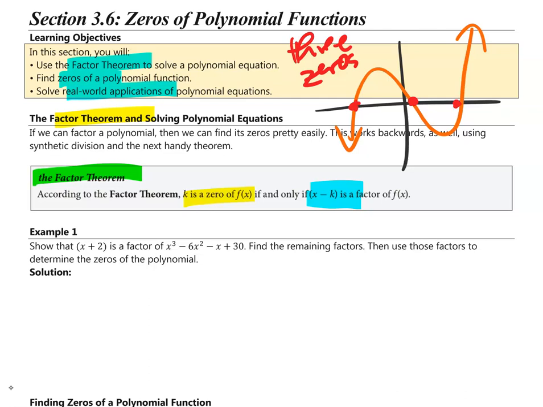What do you mean by this? x minus k is a factor of f of x, meaning that x minus k divides f of x with no remainder.